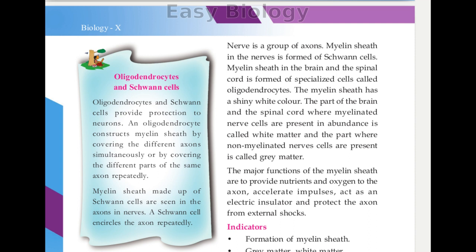Now we can study what are the different functions of myelin sheath. First point, it provides nutrients and oxygen to the axon. Second point, it accelerates the impulses. Third point, it acts as an electric insulator. Fourth point, it protects the axon from external shocks.